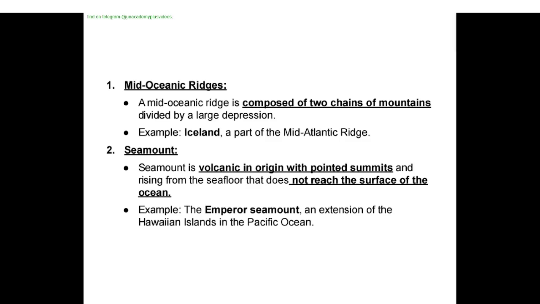Seamount. A seamount is volcanic in origin, with pointed summits, rising from the seafloor but not reaching the surface of the ocean. Example, the Emperor Seamount, an extension of the Hawaiian Islands in the Pacific Ocean.